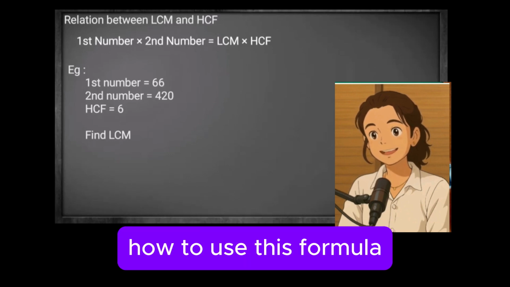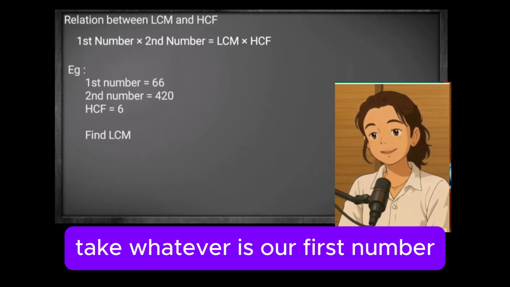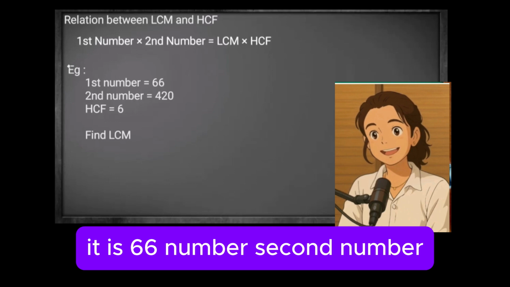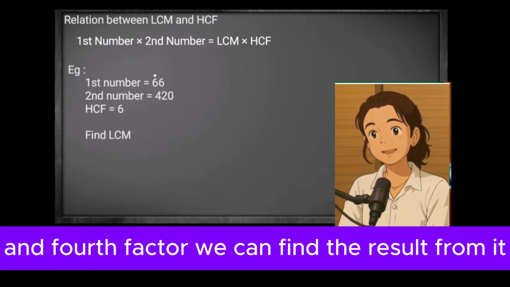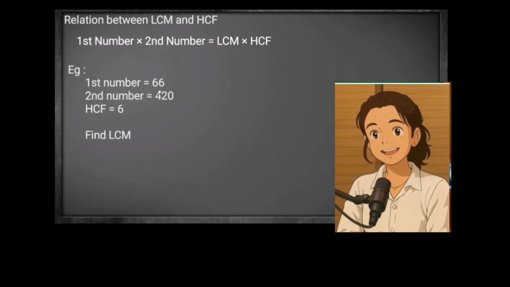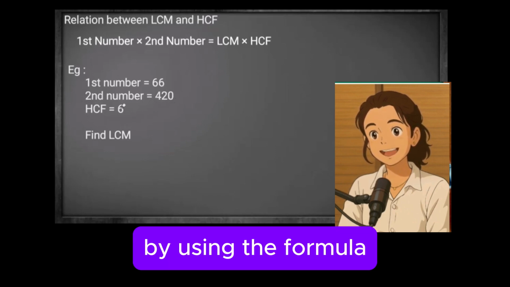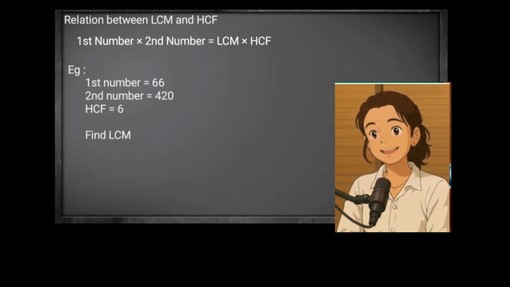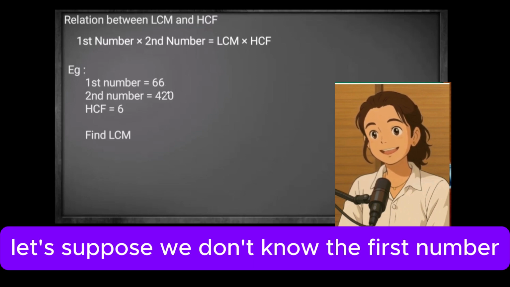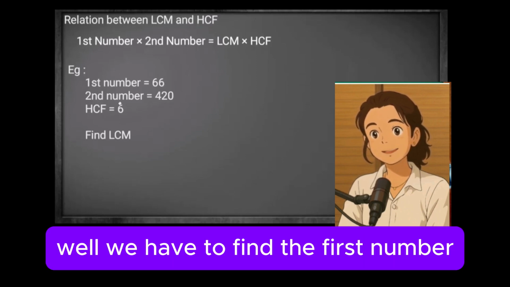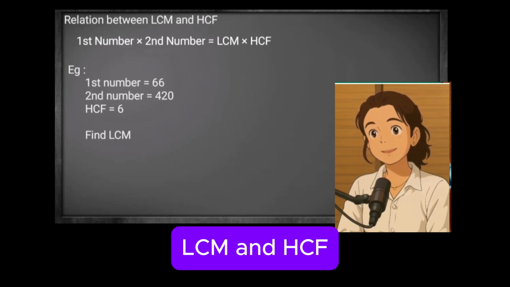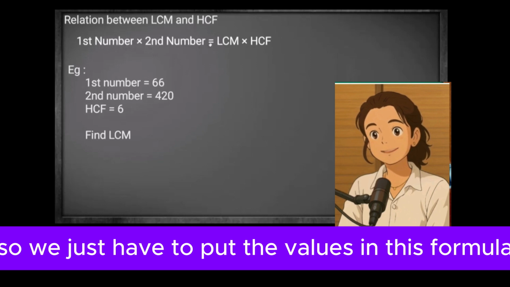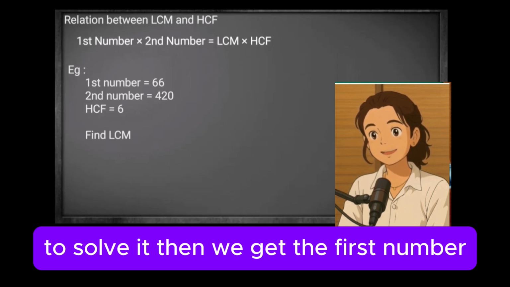How to use this formula? First number, second number, LCM and HCF are the four factors. If any three of these factors are given, we can find the fourth from it by using the formula very easily. Let's suppose we don't know the first number. Well, we have to find the first number. We are given the second number, LCM and HCF. So we just have to put the values in this formula to solve it. Then we get the first number.